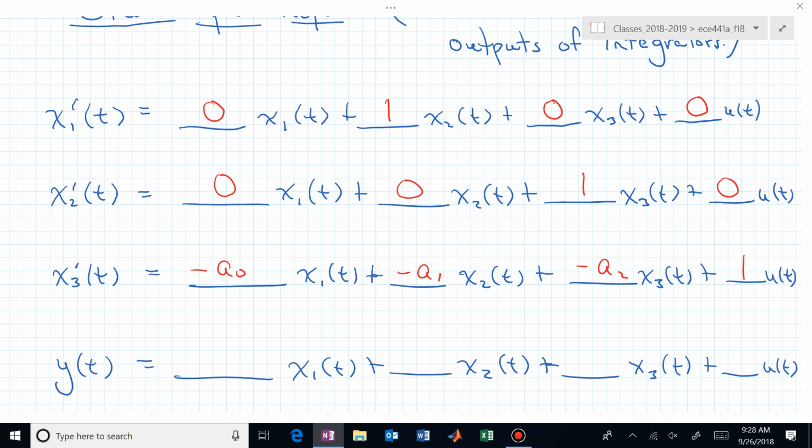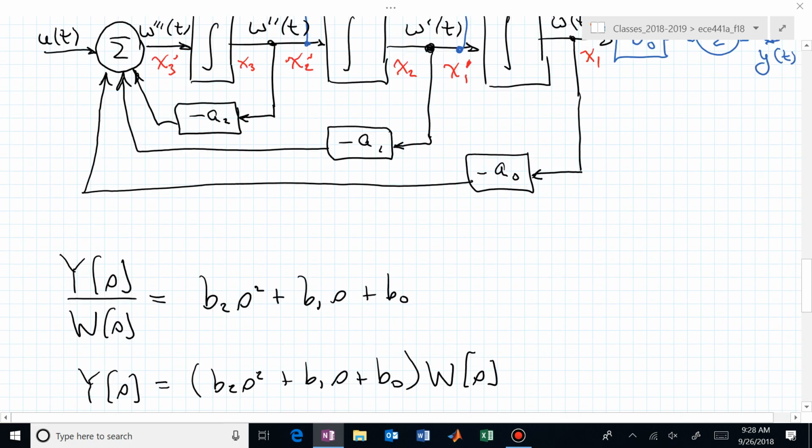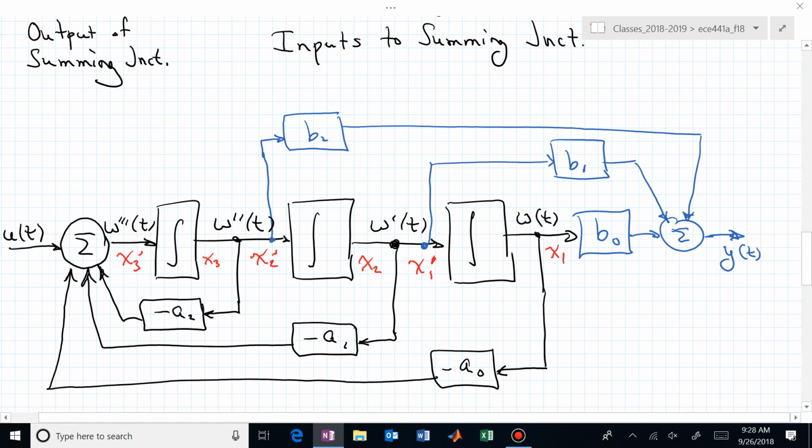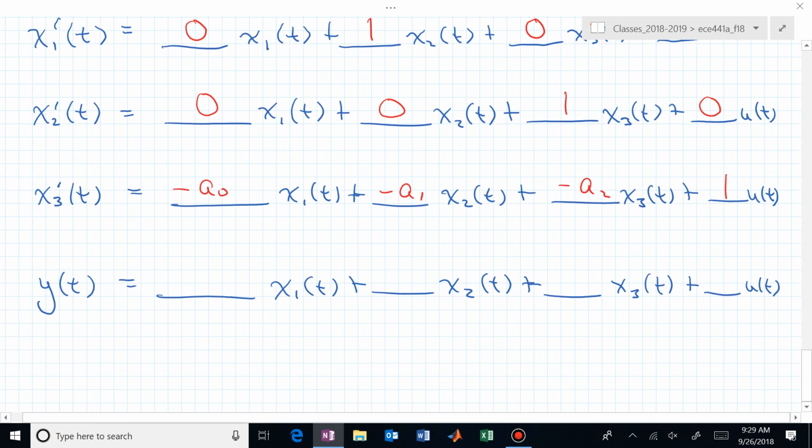The output matrix C is next. How do I create y of t? That one's a little bit more involved than our previous state space representation. Now it is b sub 0 times x1 plus b sub 1 times x2 plus b sub 2 times x3 plus 0. Questions on how we filled that in?